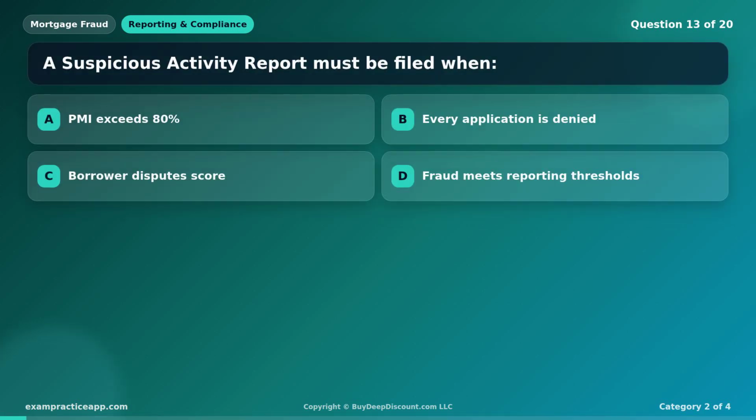Question 13. A suspicious activity report must be filed when: option A, PMI exceeds 80%; option B, every application is denied; option C, borrower dispute score; option D, fraud meets reporting thresholds. Take a moment to choose your answer. The correct answer is option D, fraud meets reporting thresholds. Explanation: SARs are filed when suspicious activity meets regulatory requirements.